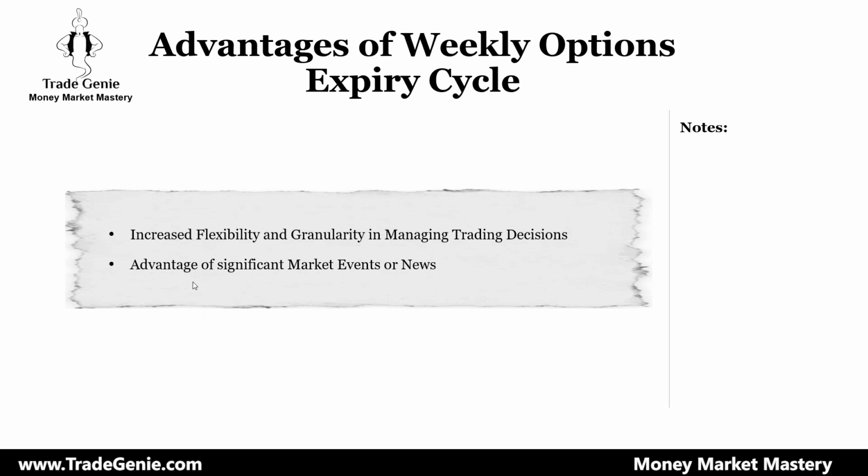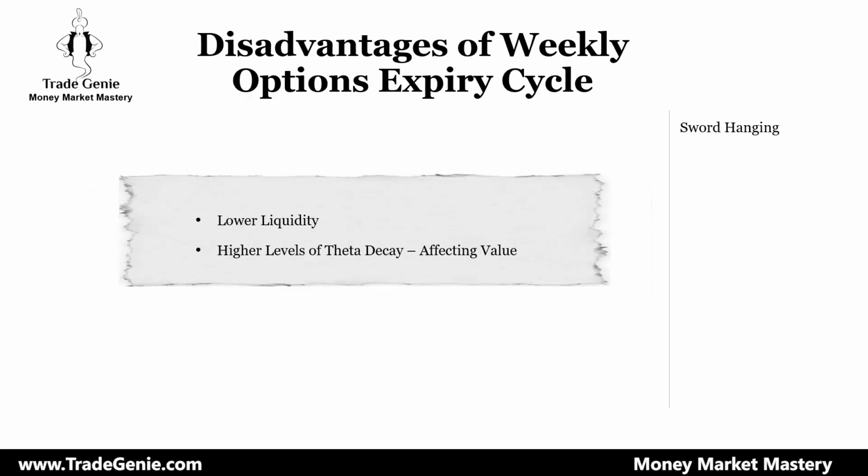Another advantage is significant market events such as FOMC news or events, etc. So that's the advantage of the weekly option expiry cycle. The disadvantage is lower liquidity. Also, if the volatility was high when you bought it, then even though the stock is going in your favor, you don't see any move in the option. In fact, you are losing money. So all these kinds of tricks are happening in the weekly option expiry cycle.